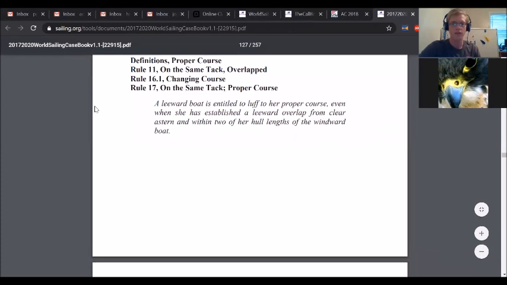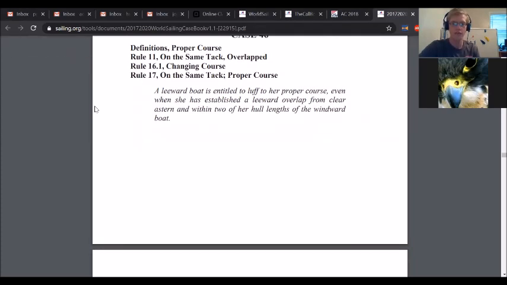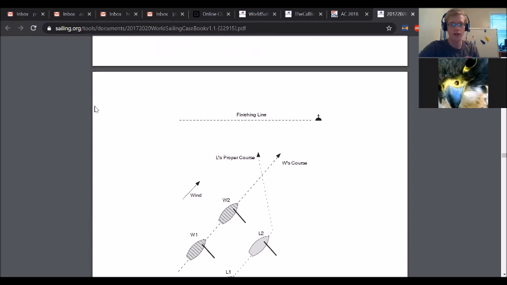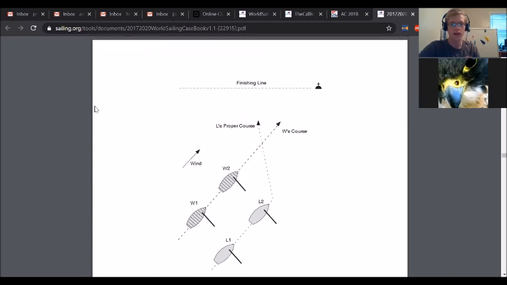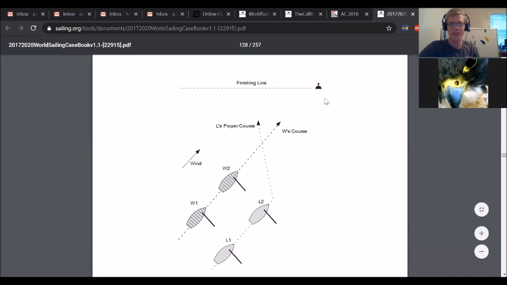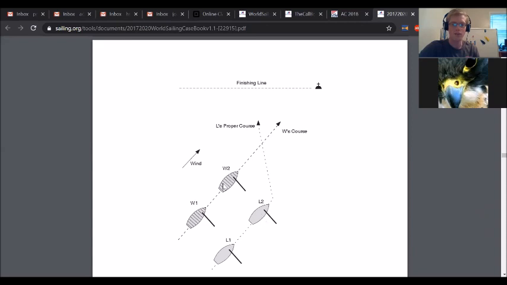All right, case 46, on the same tack, proper course. So we've got a situation here. We have, again, thank you very much, World Sailing, here's where the wind is coming from. Our finish line looks like it's very biased to the boat end, I would assume. That's over here. The committee boat must be anchored over that way somewhere. But these two boats are both going for the pin, the buoy on the left side of the finish line, looking upwind. And we've got leeward boat here, windward boat here.